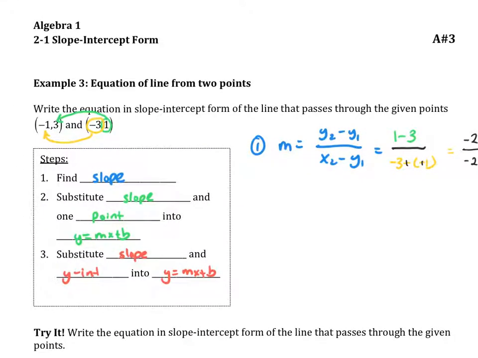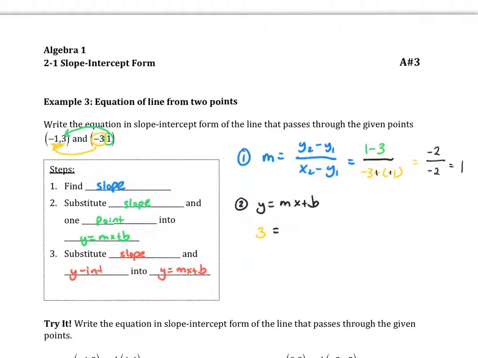Step 2, I'm going to take that m, and I'm going to choose one of the points and plug it into y equals mx plus b. So which do I choose? It doesn't matter. If I choose the first one right here, then the 3 is going to come first. 3 goes there. So 3 equals, I have my slope, which is 1, so that's going to go here. My x value is right here, a negative 1, and that's going to go here. And my unknown b is right there.